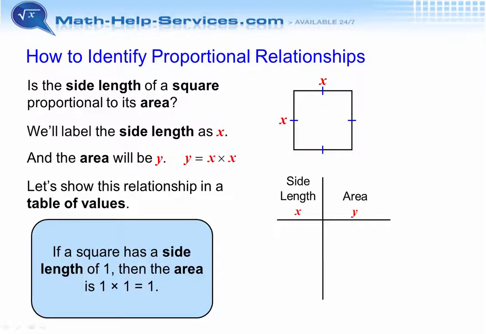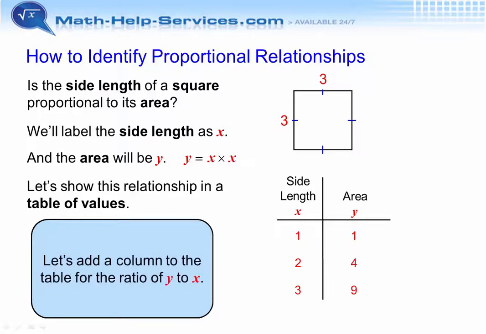If a square has a side length of 1, then the area is 1 times 1, or 1. If a square has a side length of 2, then the area is 4. If a square has a side length of 3, then the area is 9. Let's add a column to the table for the ratio of y to x.